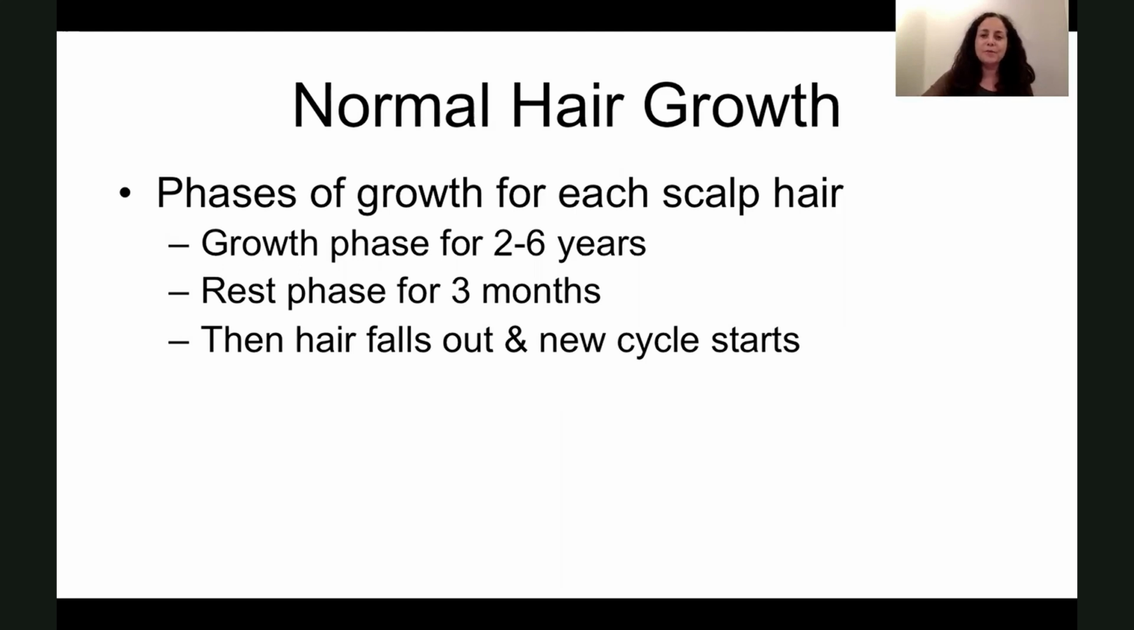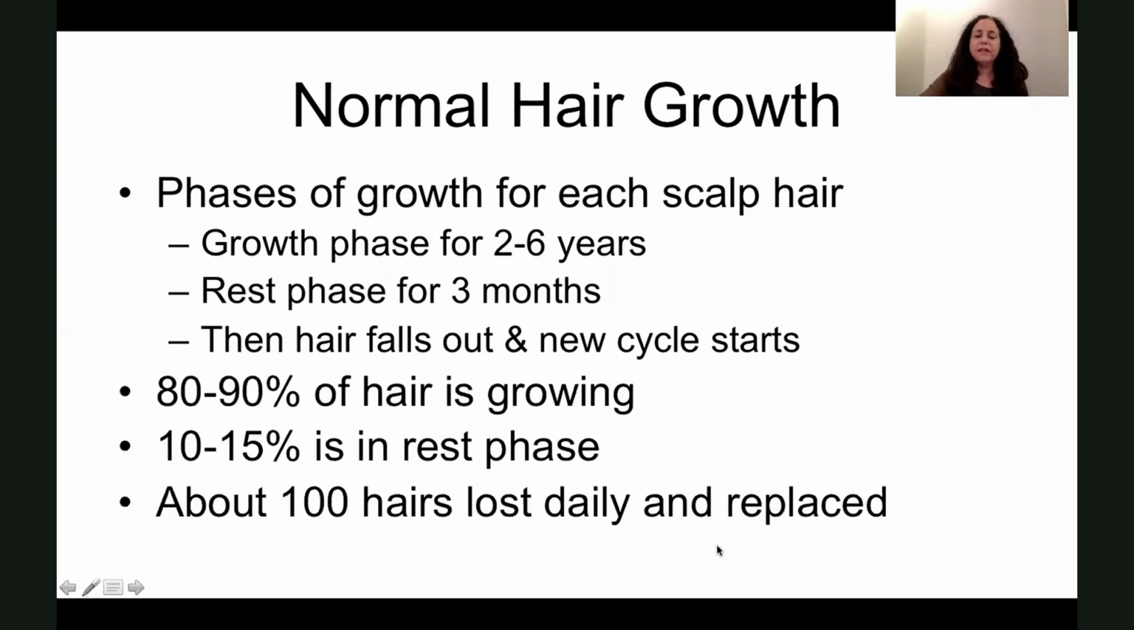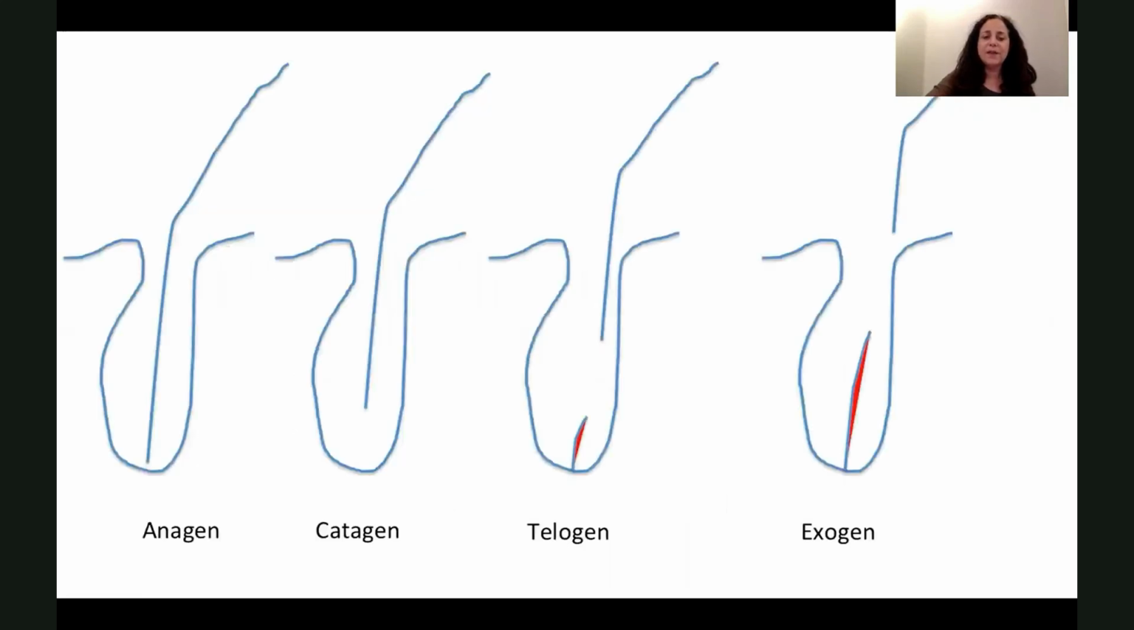What this leads to is that at any one point in time, approximately 80 to 90% of scalp hairs will be growing, and about 10 to 15% will be in the rest phase, with subsequently approximately 50 to 150 hairs lost daily and replaced. And this is again just the visual walking you through how the hair is attached, lifts off, rests, and is shed as the new hair emerges.